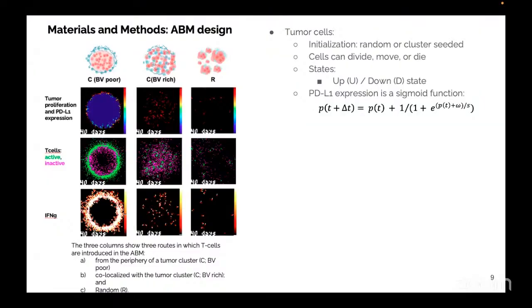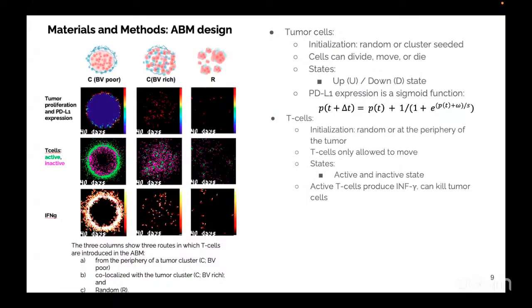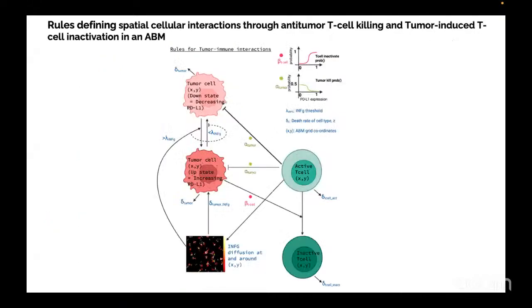And the PDL1 expression, the up and down regulation, is given by the sigmoid function. T cells, like I said, can be either at the periphery of the tumor or seeded randomly. And they can be in two states, active and inactive. And active T cells produce interferon gamma, and interferon is diffusible. That's given by this equation shown here. This is the flow chart of how these different interactions work, and we have calibrated the different hits and the percentages from literature as well as the data that we've obtained experimentally.